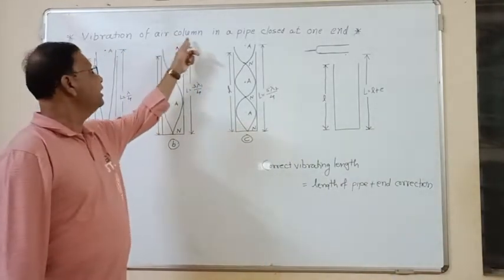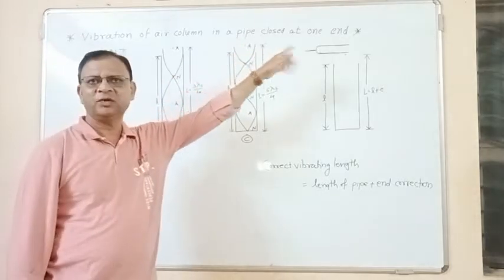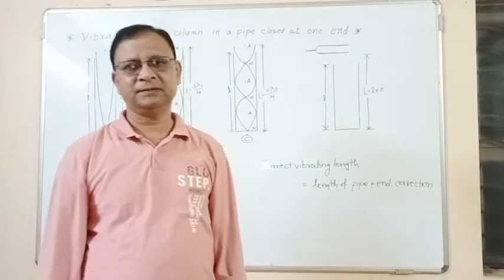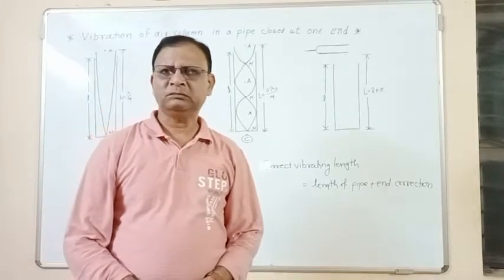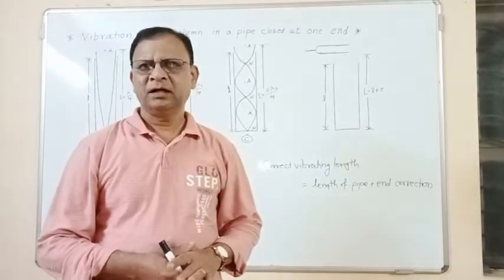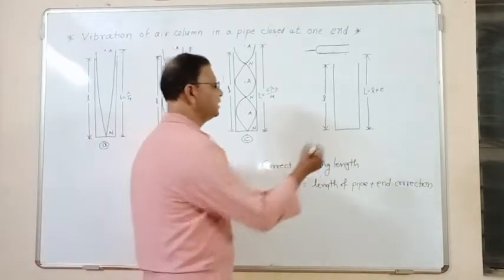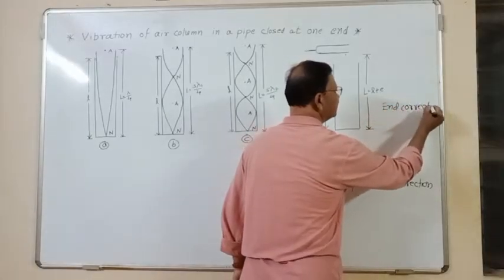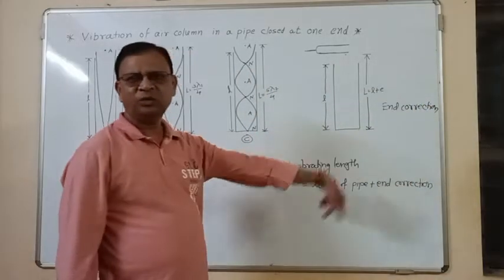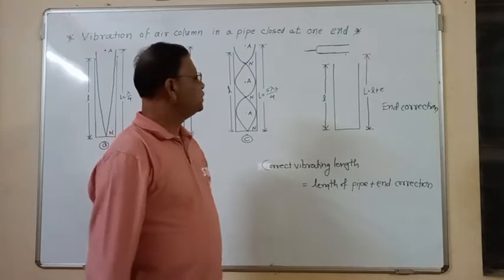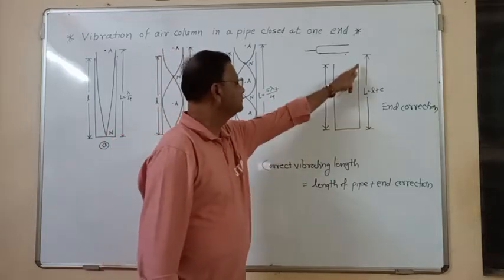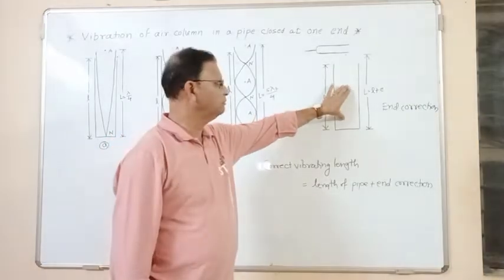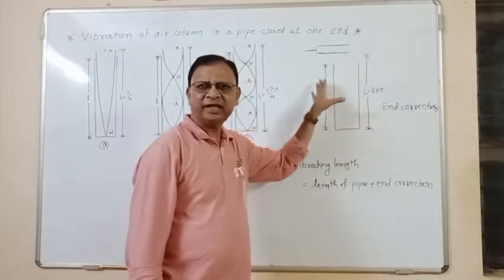Vibrations of an air column in a pipe closed at one end. Before going to see this, we must know what is end correction. We see what is end correction. Suppose this is a pipe having length L, and this pipe confines the air from the outside air.